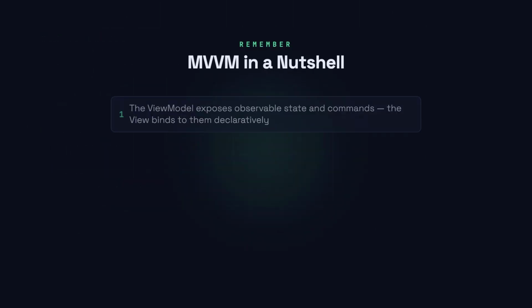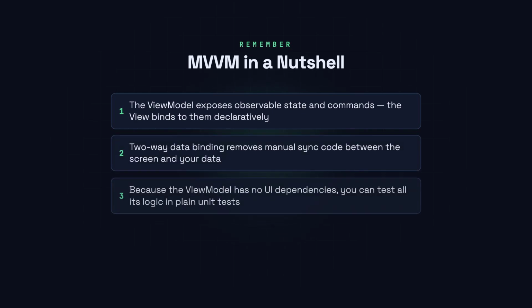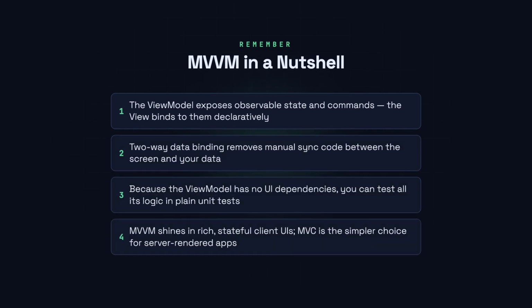To wrap up, MVVM introduces a view model that sits between your domain data and your UI, exposing everything the screen needs as observable properties and commands. The binding layer does the synchronization work for you in both directions. That separation makes view model logic straightforward to test and keeps your view purely declarative. Choose MVVM for rich client applications with frequent state changes and lean on MVC when your state and rendering live primarily on the server.